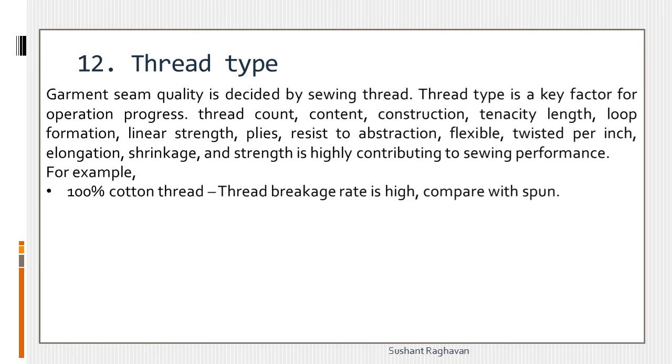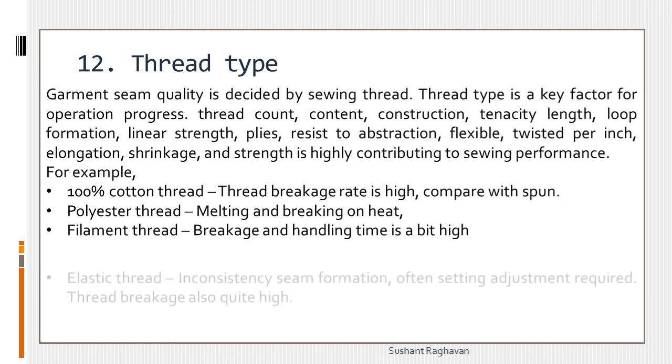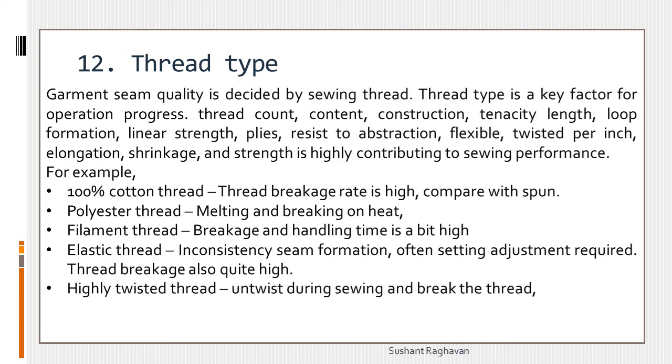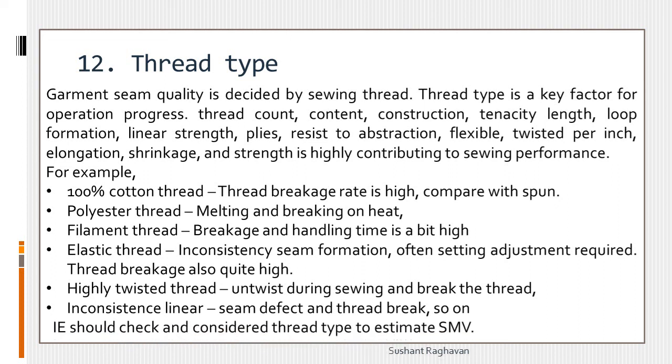For example, 100% cotton thread breakage rate is high compared with spun thread. Polyester thread melts and breaks on heat. Filament thread: breakage and handling time a bit high. Elastic thread: inconsistent seam formation, setting adjustment often required, thread breakage also quite high. Highly twisted thread untwists during sewing and breaks. Inconsistent linear density causes seam defects and thread breaks, and so on. The IE should check and consider thread type to estimate SMV.